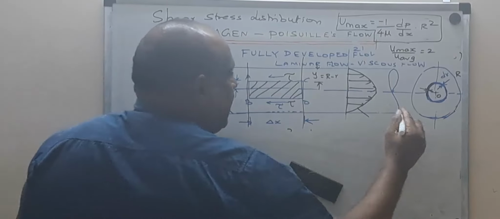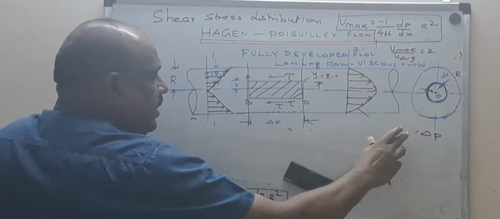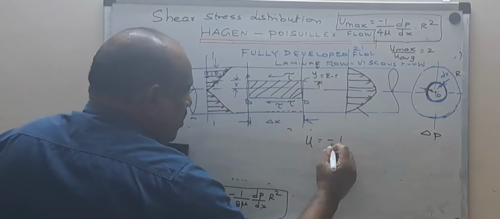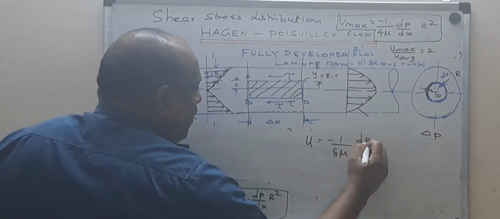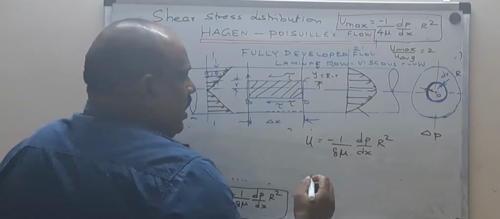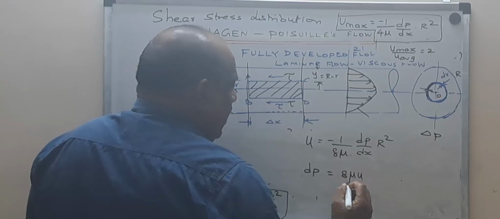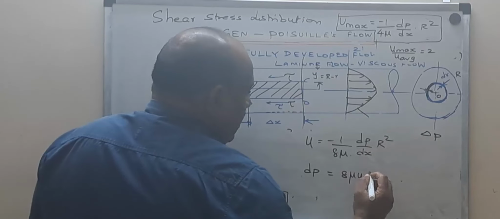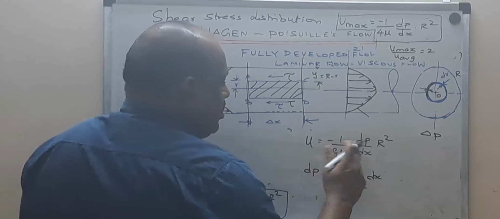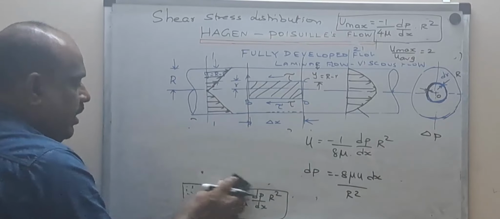Now let us try to find delta P across section 1 and 2, or between any two planes. For that we are going to make use of this equation: u average equals minus 1 by 8 mu of dp by dx into r squared. Here our aim is to find dp. So I will have this dp over here. It becomes 8 mu u into dx by r squared. I have taken the minus also to this side. So from this u average, I am trying to find the value of dp.